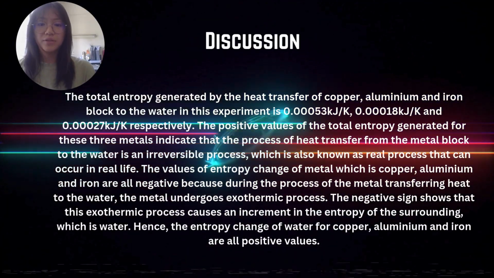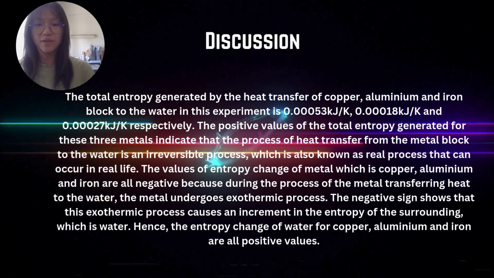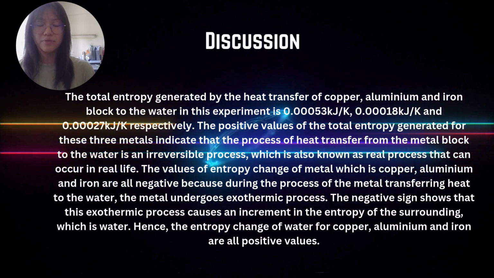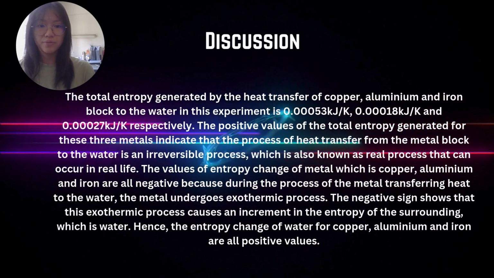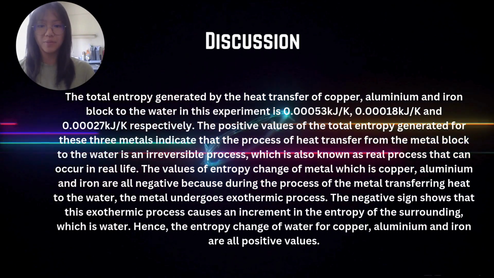The total entropy generated by the heat transfer from the copper, aluminium, and iron blocks to the water in this experiment is 0.00053, 0.00018, and 0.00027 kJ per Kelvin respectively.